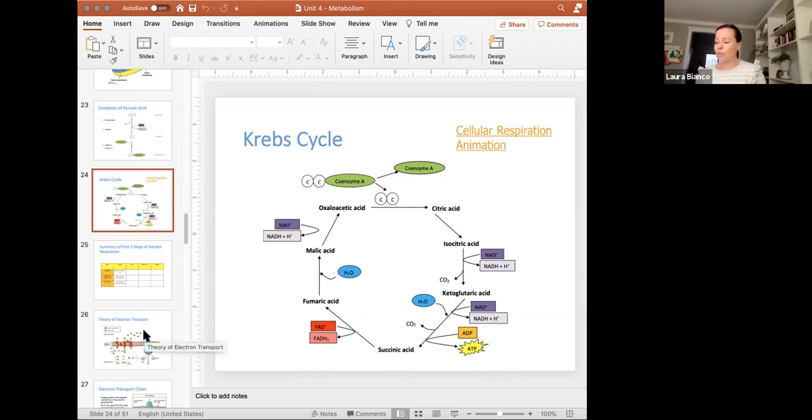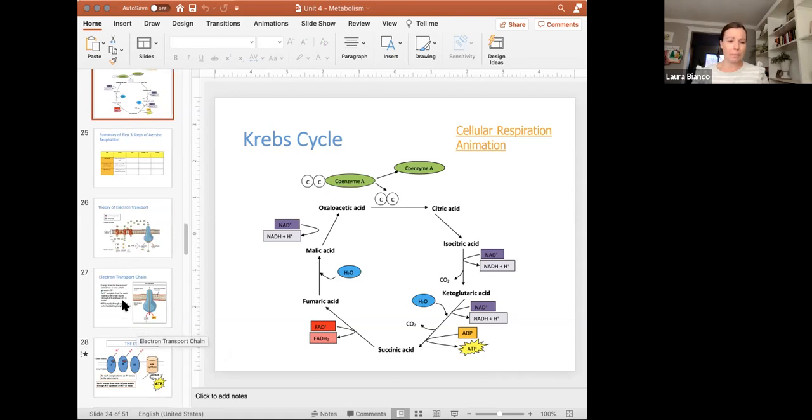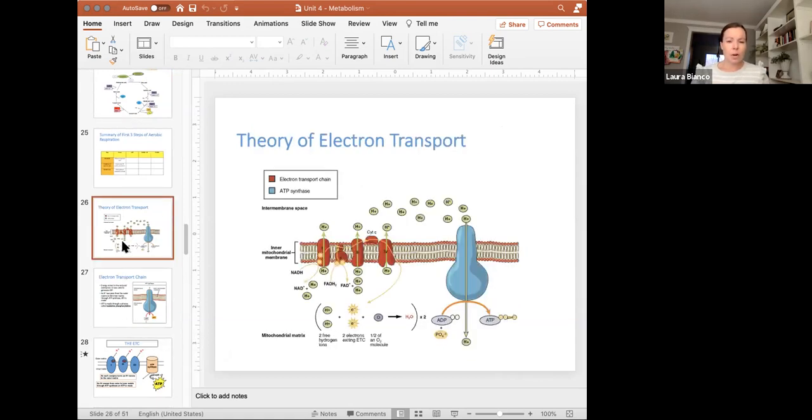Okay, so those are the first 3 steps of cellular respiration. So far you've produced just a couple of molecules of ATP, but you have reduced a lot of coenzymes. So by reducing them, you've given them energy to store for use in the last step, which is where we are right now. So we're here, the electron transport chain. This is the last step of cellular respiration.